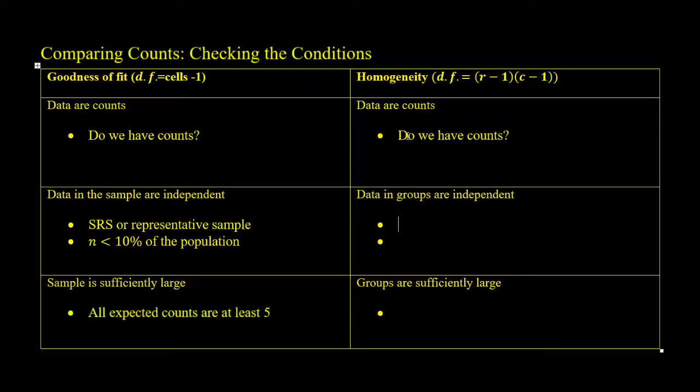Okay, again, the data in the groups are independent. We need to verify that it came from a simple random sample, that randomness was involved, or that it's a representative sample. As usual, we also need to verify that our sample is less than 10% of the total population.